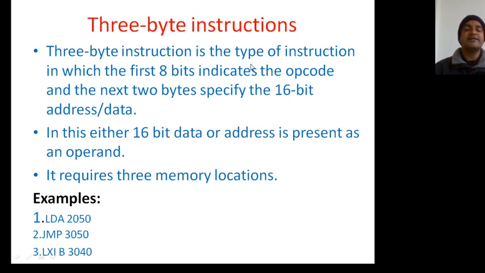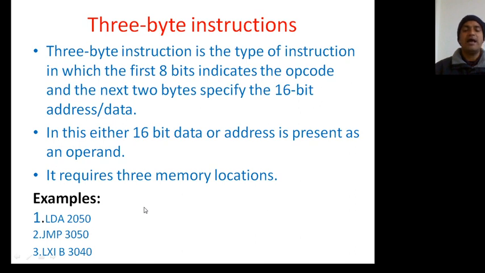Next, 3 byte instruction. In 3 byte instruction, first byte will be opcode, next 2 bytes will be operands. In this either 16 bit data or address is present as an operand. It requires 3 memory locations. You can see 2050, it is a 16 bit address, so it is of 3 byte. First byte for opcode, next byte for 50, next byte for 20, because you know in one address only one byte can be stored.